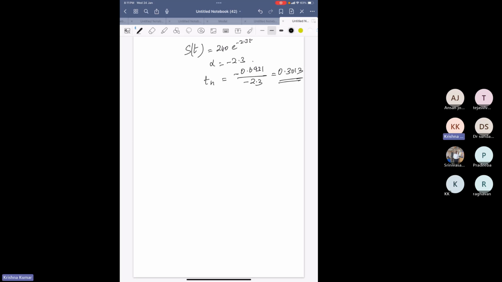See, this minus means it's coming down. So you can also have doubling time. How do you get doubling time?